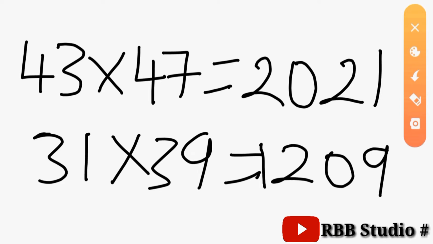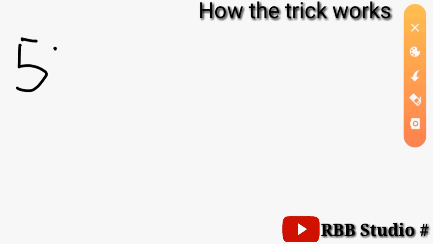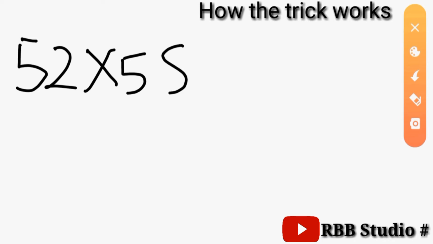So let's jump into the trick. Okay, so let me show you how this trick works. Okay, so when you're given a number like 52 times 58, okay, the first thing you need to consider is this.